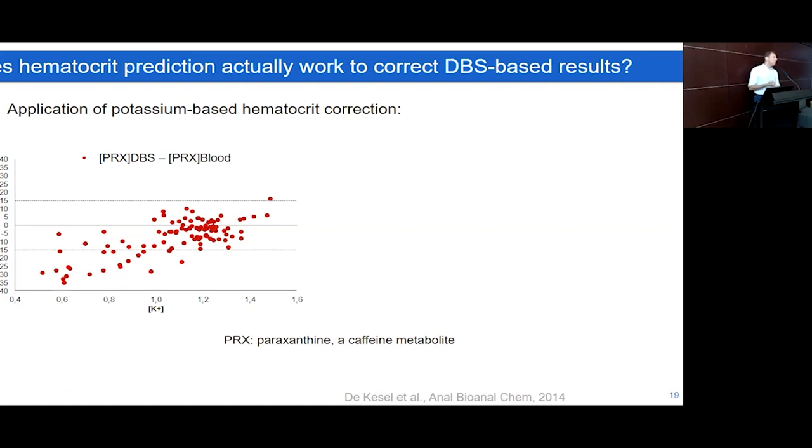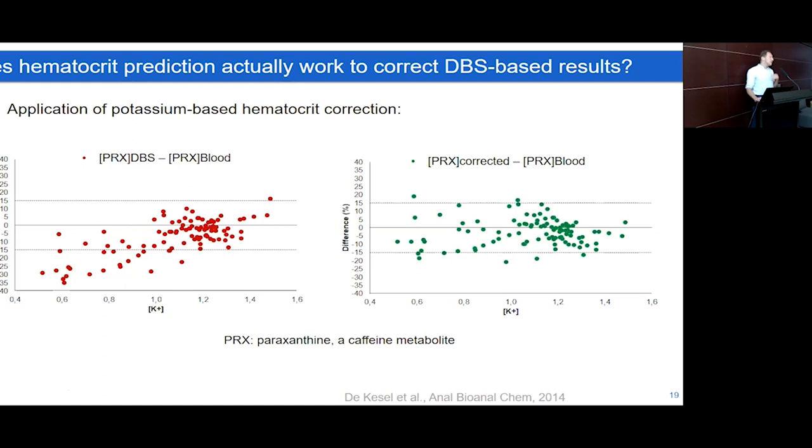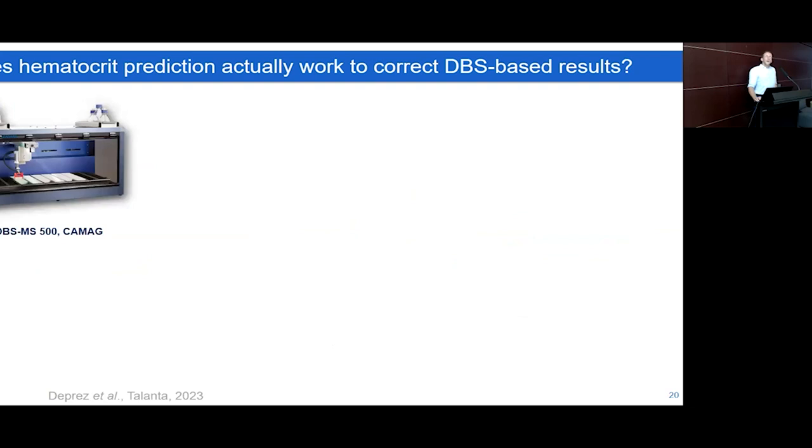If we know what the hematocrit is, we can apply a correction algorithm. Importantly, a correction algorithm that was set up on a different set of samples in order to correct these concentrations. Then you end up with something like this, where the vast majority of the samples lie within 15%, which is the analytical criterion that we apply. The easy thing about this is that everyone working in or having access to a clinical lab can apply this, because it is measured on a routine clinical chemistry analysis, so no dedicated or fancy equipment is needed.